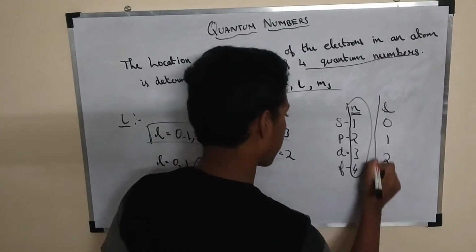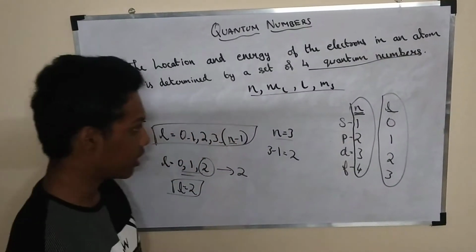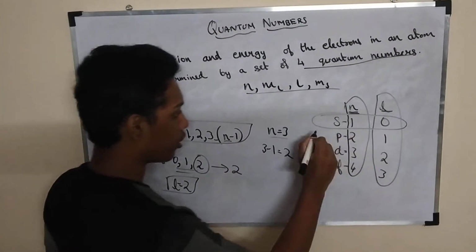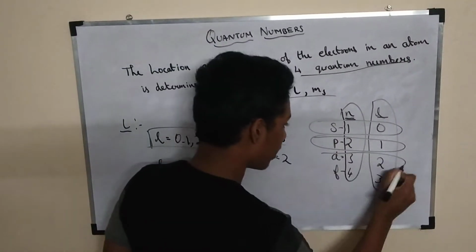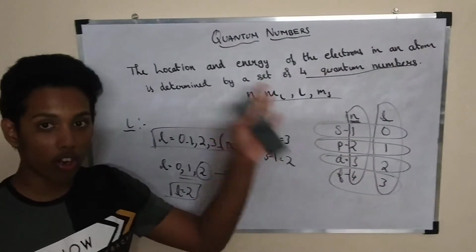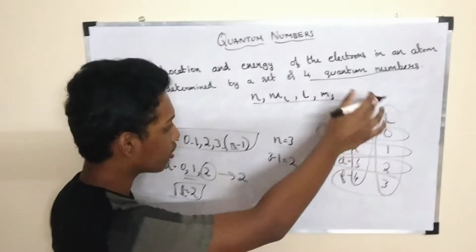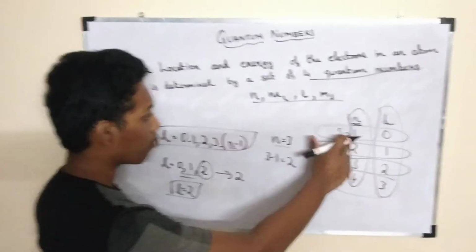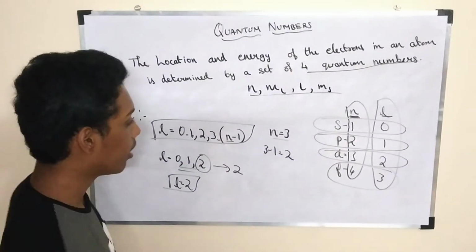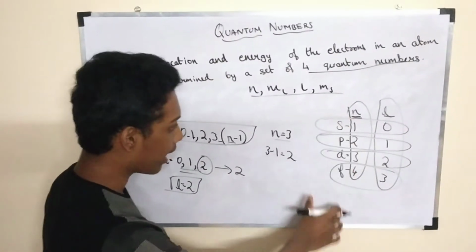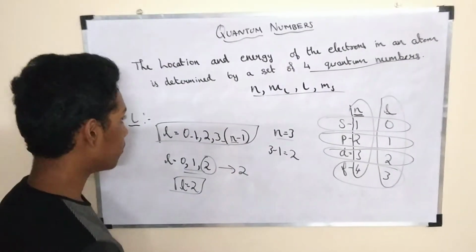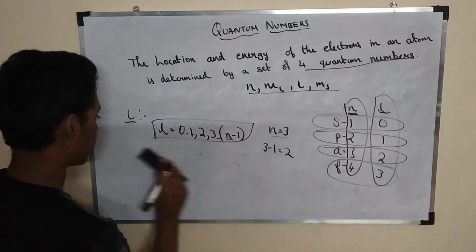Simple, right? Just subtract 1. That's it. 0, 1, 2, 3. So remember, s has n value 1, l value 0; p 2 and 1; d 3 and 2; f 4 and 3. If you just remember the n value, that's enough. You can automatically relate it with l, because l equals n minus 1, and 1 minus 1 is 0. So just remember the n value: s, p, d, f is 1, 2, 3, 4. The l value for s, p, d, f will be 0, 1, 2, 3. Okay, so this is the second quantum number.